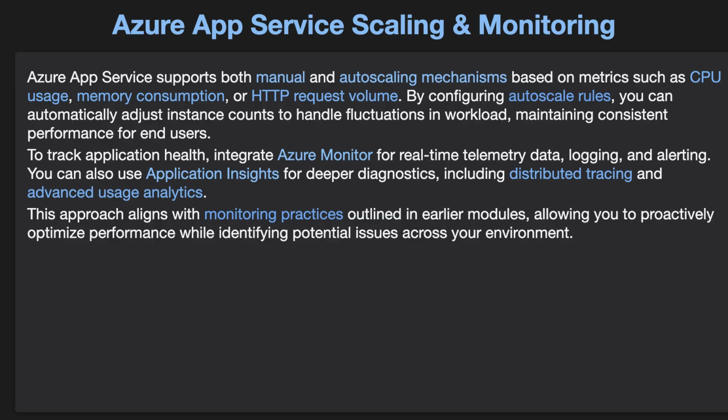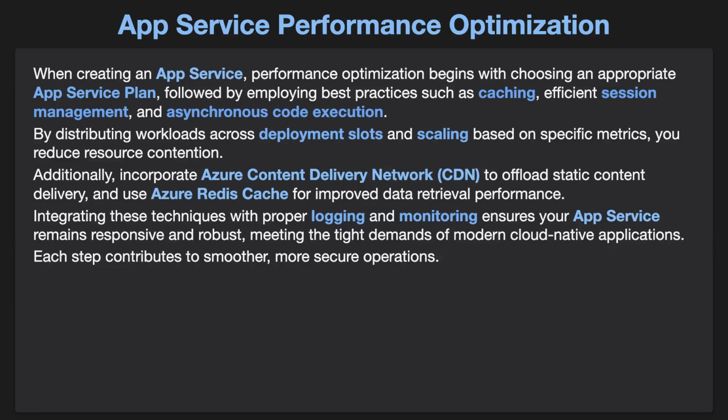This approach aligns with monitoring practices outlined in earlier modules, allowing you to proactively optimize performance while identifying potential issues across your environment. When creating an app service, performance optimization begins with choosing an appropriate app service plan, followed by employing best practices such as caching, efficient session management, and asynchronous code execution. By distributing workloads across deployment slots and scaling based on specific metrics, you reduce resource contention.